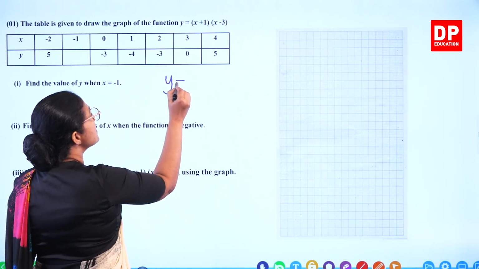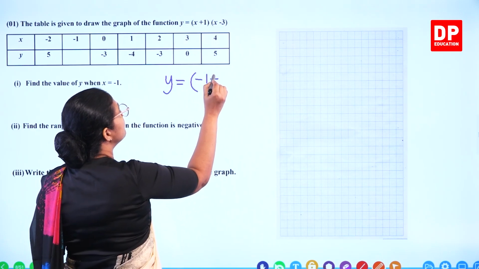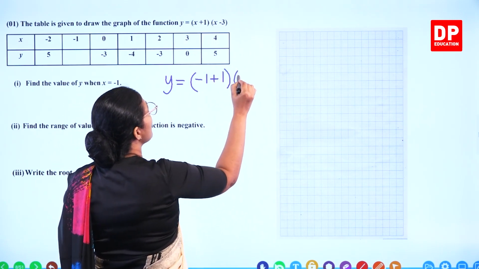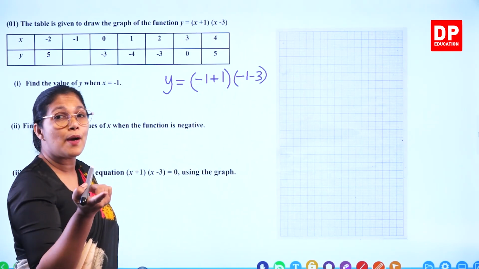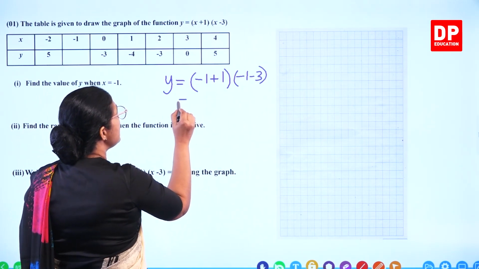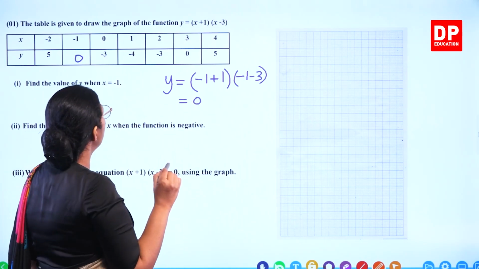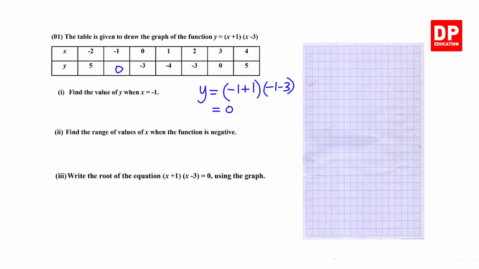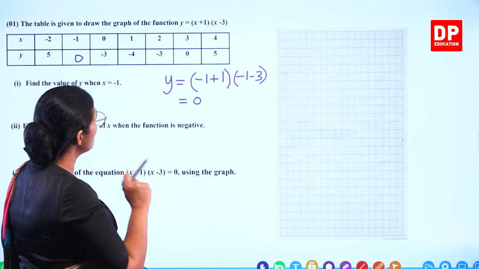y equals, instead of x you can substitute minus 1. Minus 1 plus 1, times minus 1 minus 3. What happens here? Minus 1 and 1 become 0. So 0 times any number is 0. So y equals 0 here. Then find the range of values of x when the function is negative. So you have to draw the graph to answer this question.